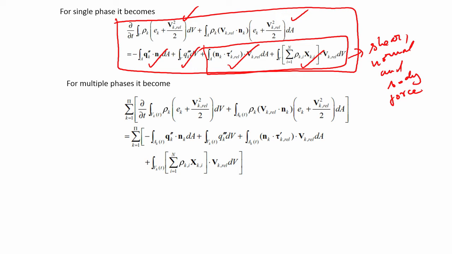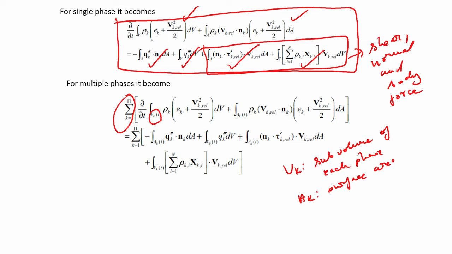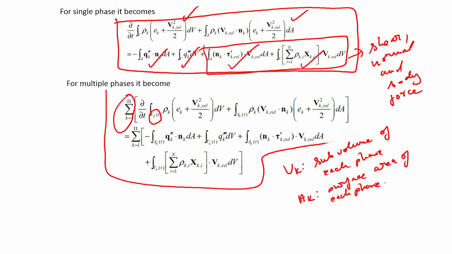For multiphase, what do we do? We follow the same exercise, that we sum all these components across all the phases, but with special attention that this V k is nothing but the individual sub volume, V k is basically the sub volume of each phase. Similarly, A k is the surface area occupied by each phase, and basically we have summed over all the phases. So, that is the expression that you see.